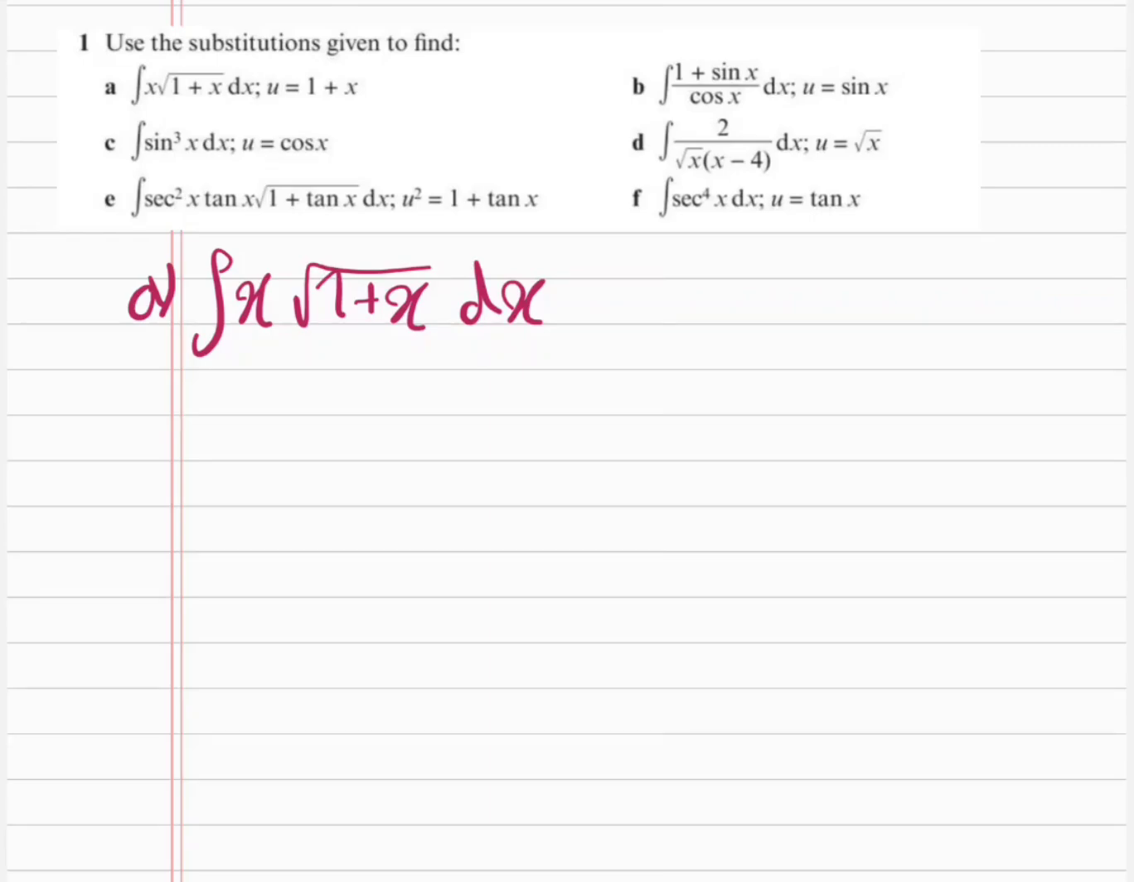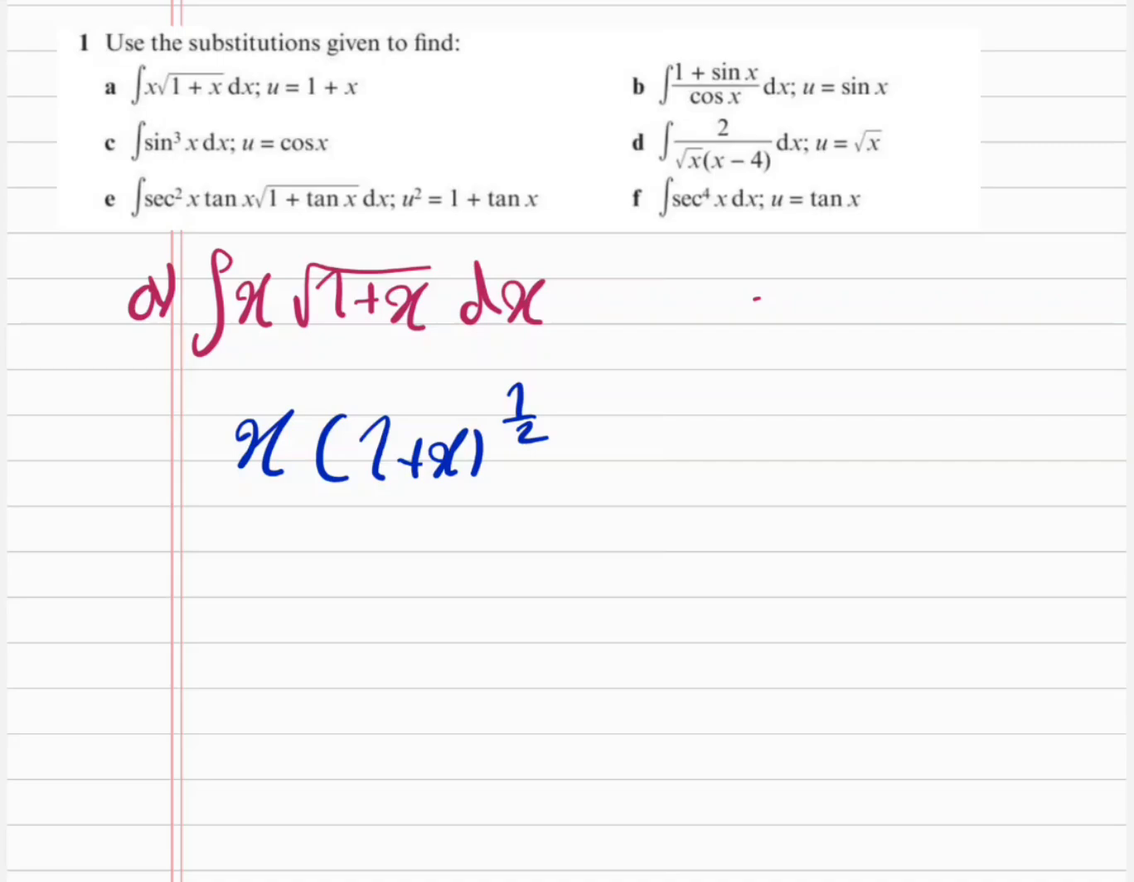If you look at this integral, the first thing you might ask is, why can't we just write the square root of 1 plus x in the form 1 plus x to the power of half, and then expand the bracket and continue as normal? But there's a big problem with that, because here the power is a fraction, so we cannot expand this in the normal way that we do when the power is a whole number. So that's why we cannot use the expansion here.